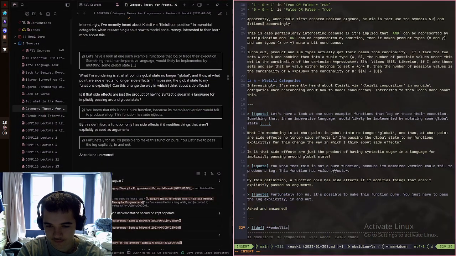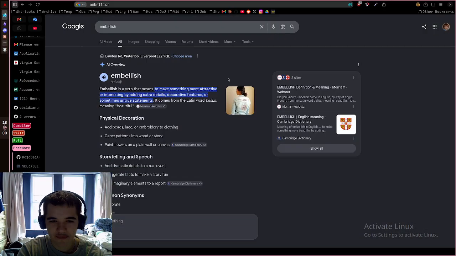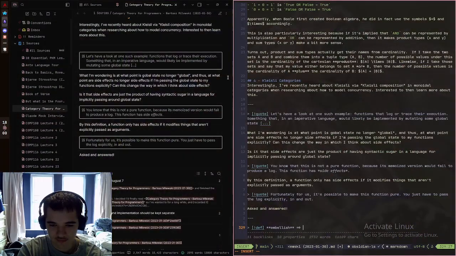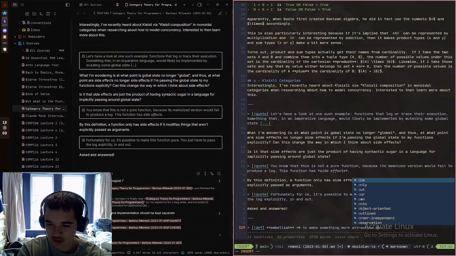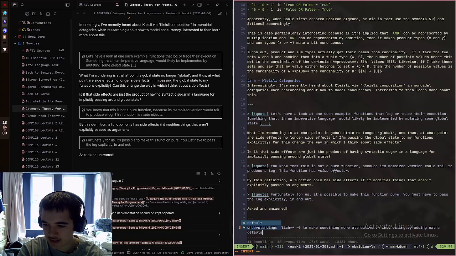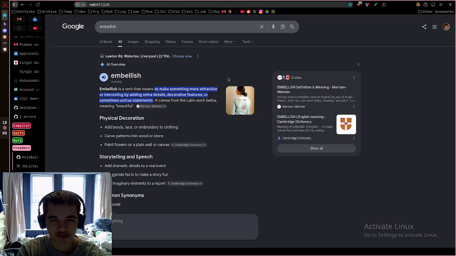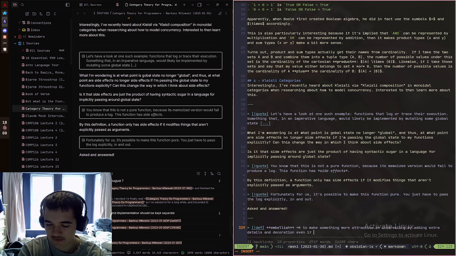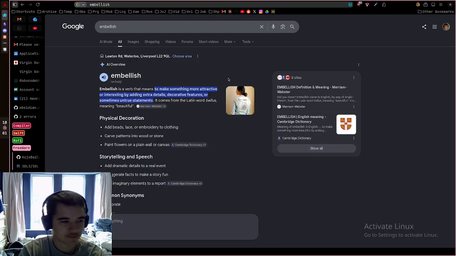Embellish. So embellish is to what? Is to make something more attractive and just adding extra details. To make something more attractive or interesting by adding extra details. I mean, I just want to copy the definition. By adding extra details and decoration, even if untrue. And why is it in quotes here as well?